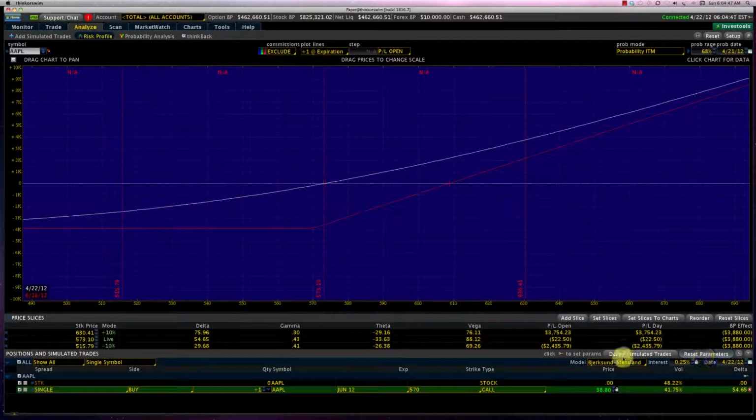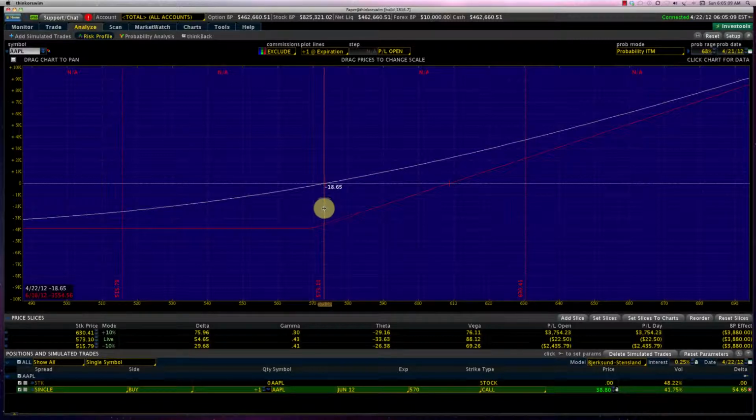We can simulate various things here, which we'll be looking at in detail in all courses. This is a fantastic analytics and simulation model. This is extremely important for everybody to see where your trade is going and how it will perform. So that's as far as the 570 call is concerned.